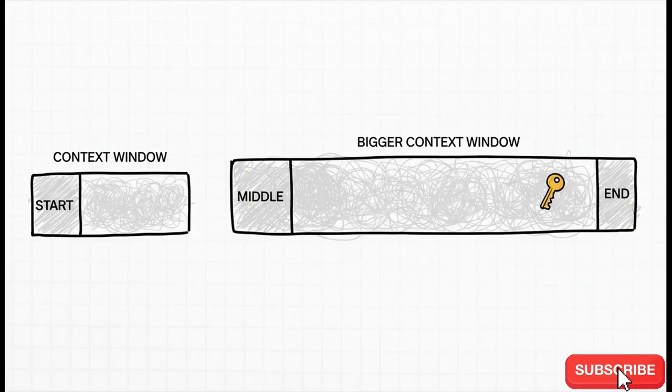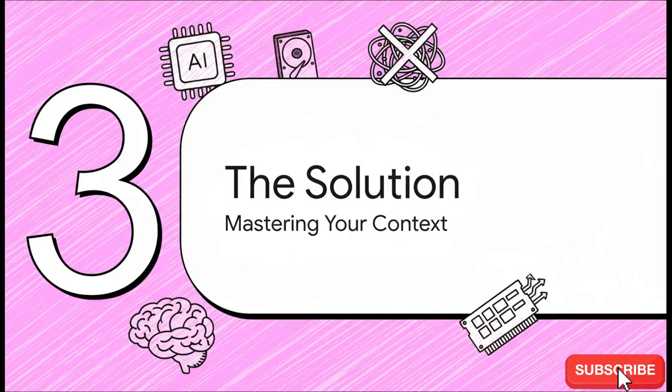So here's the real kicker. Getting a bigger context window doesn't fix this problem. In fact, it can actually make it worse. A bigger window just gives you a much, much larger middle for all those important details to get lost in. Okay, so if a bigger window isn't the silver bullet, then what is?